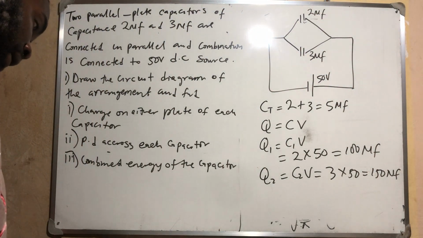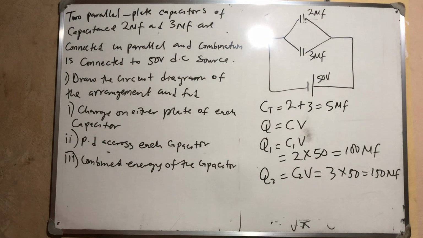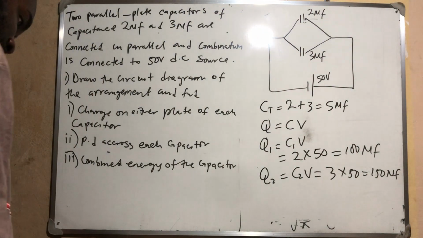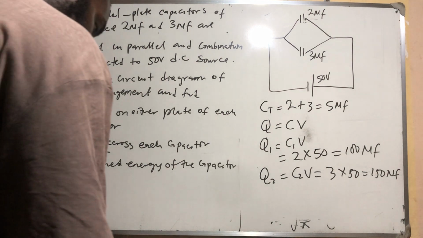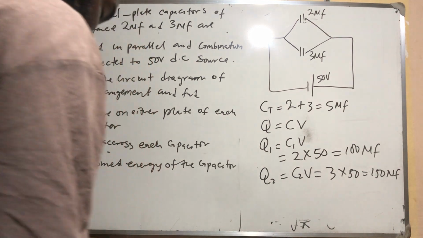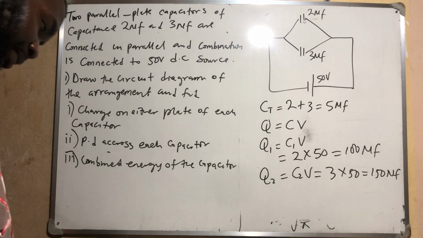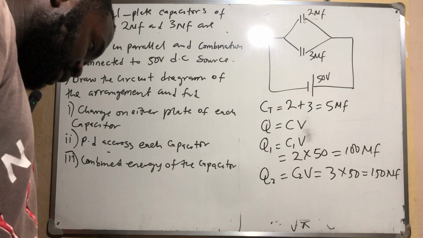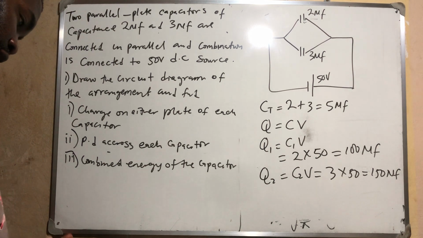So the next thing they say we should calculate is the potential difference across them. The potential difference across them are the same. Why? Because they are arranged in parallel. So it's the same potential difference that is across the both of them.